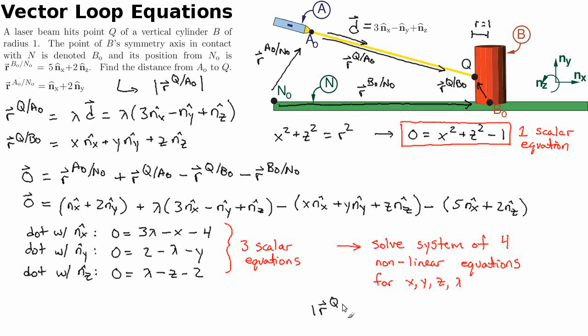And what we'll do once we have the value of lambda is simply compute the magnitude of this vector as lambda times the magnitude of d. Of course, if we wanted to know where point Q is, we would also have that information in the form of x, y, and z. But for this problem, we actually don't care. And if you actually carry out this computation, you'll find that the result is 3.83 meters. But I'll leave the actual computation up to you.